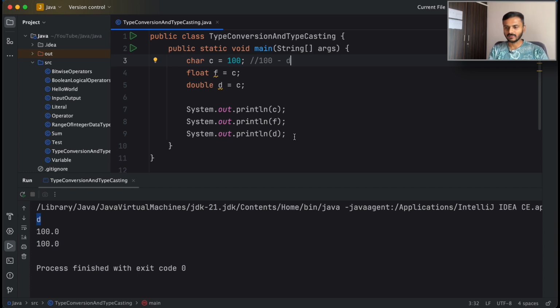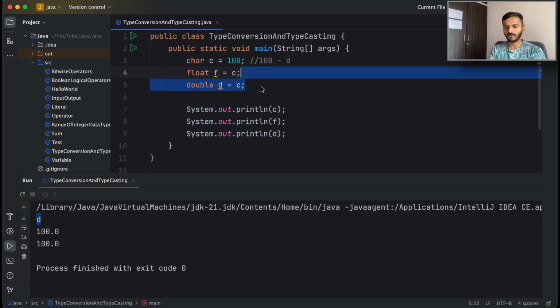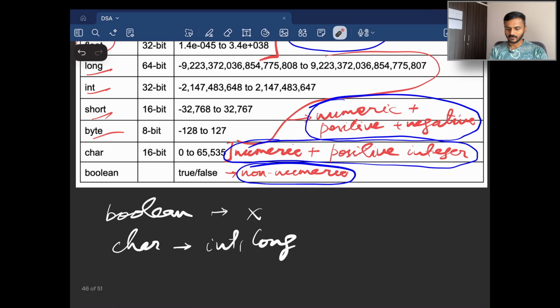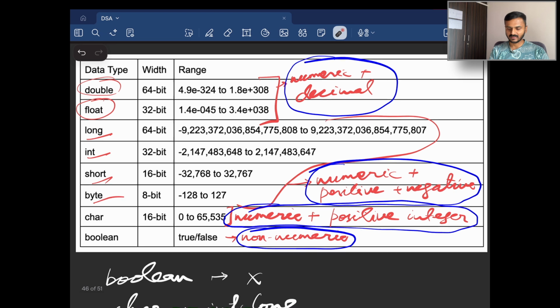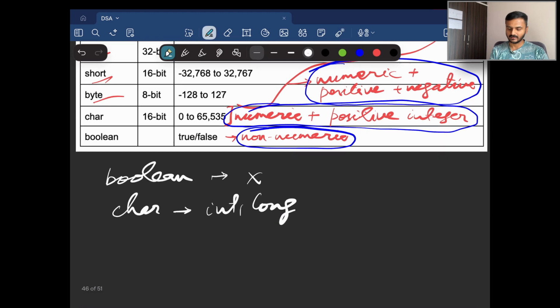Now, coming back to this, what did we conclude from this? We concluded that we can store a positive number without any decimal point in float and double. And what's going to happen when we do that? Well, it internally gets stored with a .0. So coming back here, we can say for sure now that char with a range of 0 to 65,535 can be stored in float or double, because the range of float and double is way more than the maximum value of char. So considering this, let's update this list.